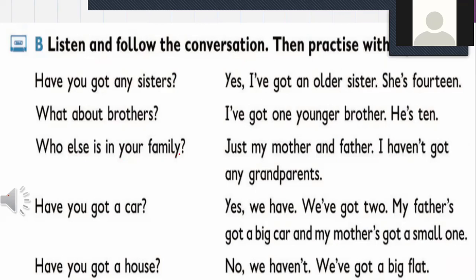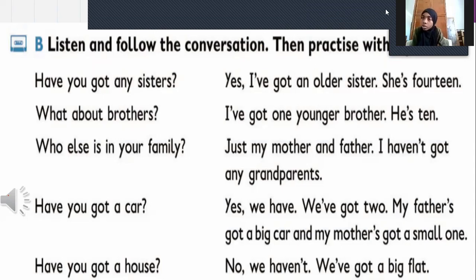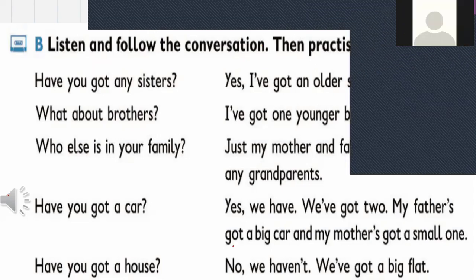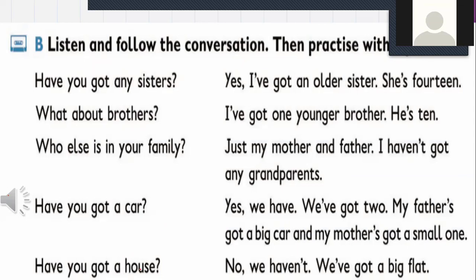Who else is in your family? Just my mother and father. I haven't got any grandparents. Heidi, have you got a car? Yes, we have. We've got two. My father's got a big car and my mother's got a small one. Have you got a house? No, we haven't. We've got a big flat. Yes, thank you so much, Maryam and Hanan.